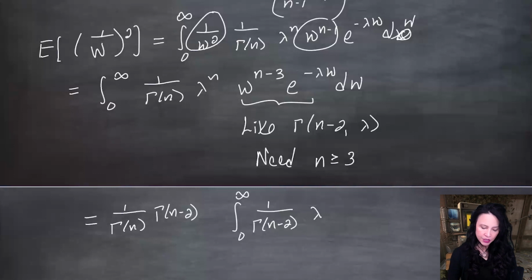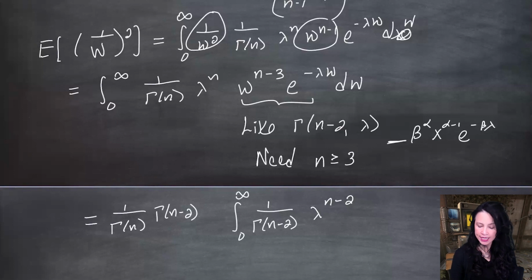I want lambda to the n minus 2. You'll recall that the PDF had gamma stuff, but it had beta to the alpha, x to the alpha minus 1, e to the minus beta x, and a constant. So I do want the beta power to be just one more than the x part. In this case, my beta is lambda, so I have an n minus 2. So it's like one more than the n minus 3.